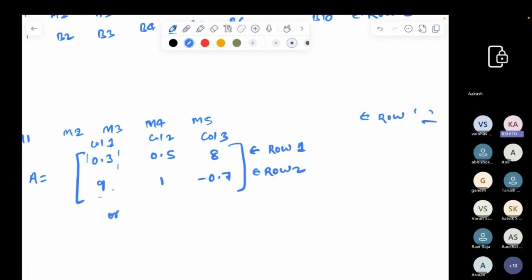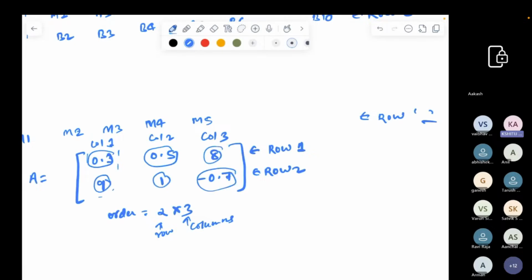That's why we call the order of this matrix 2 into 3. Basically this is the number of rows, and these are the number of columns. One important thing to note is that we have 6 elements. So this is 2 into 3, 6 elements in the matrix A. All these particular entries are called elements, or sometimes popularly called entries.